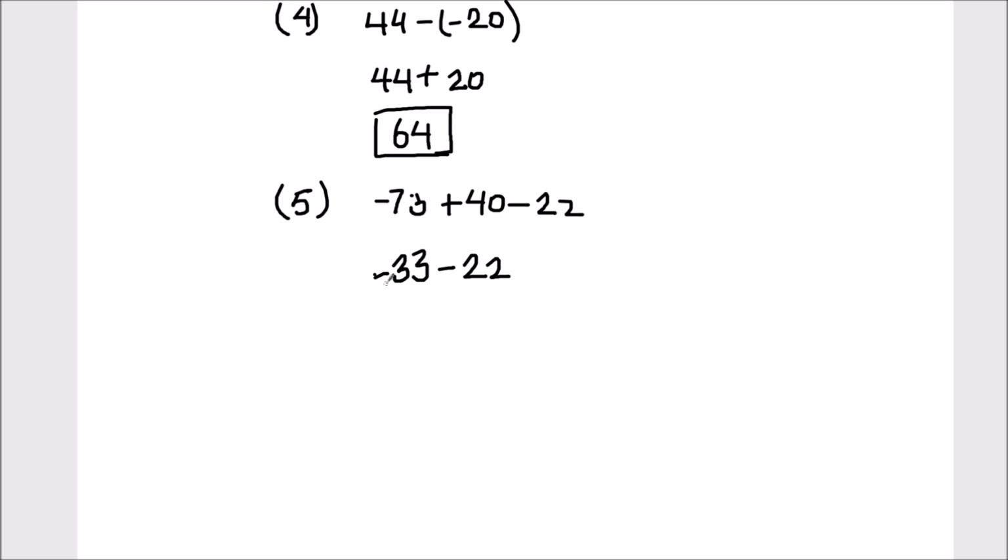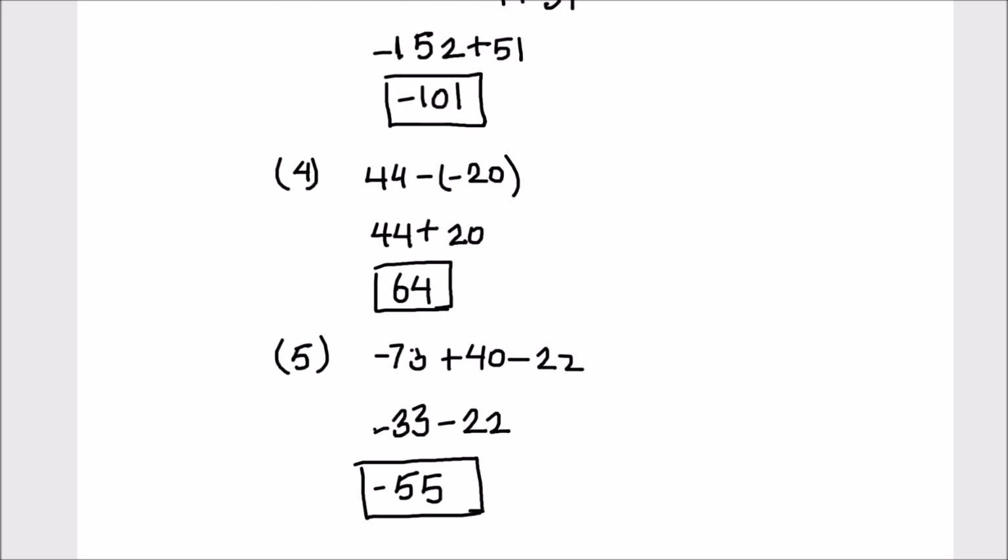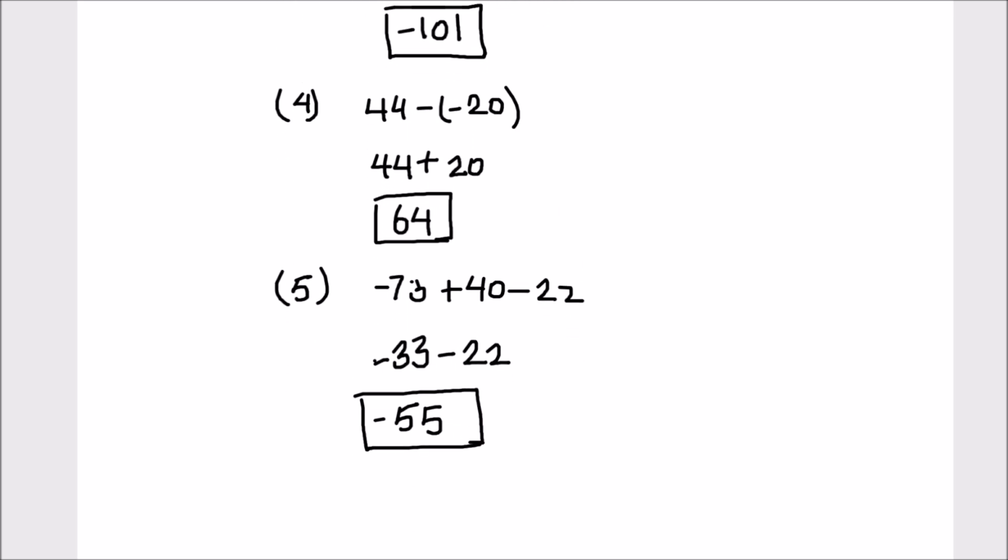Now we see that here there are two numbers with negative sign. That means the signs of the two numbers are the same. When the signs are the same, we are going to add the two numbers. So 33 plus 22 is 55. And the sign will always be of the bigger number, which is 33 here. So negative 55 is our final answer. So this is how we add or subtract integers. Let's take a look at the questions once again.